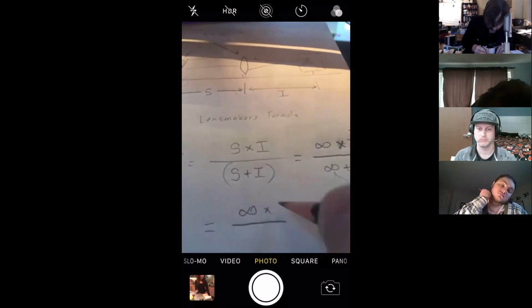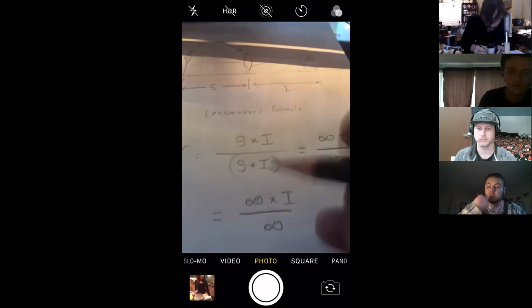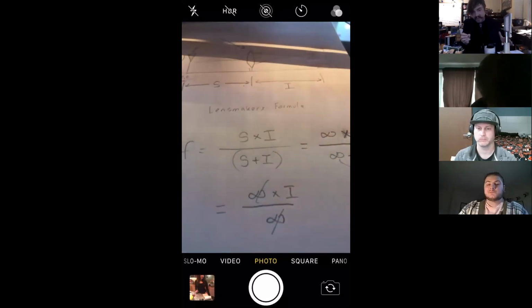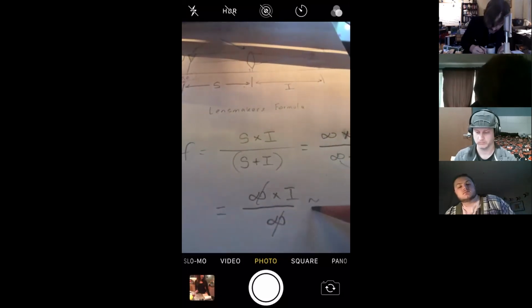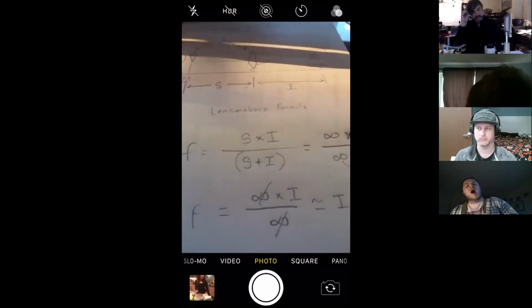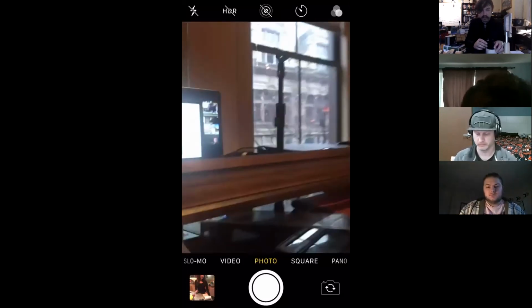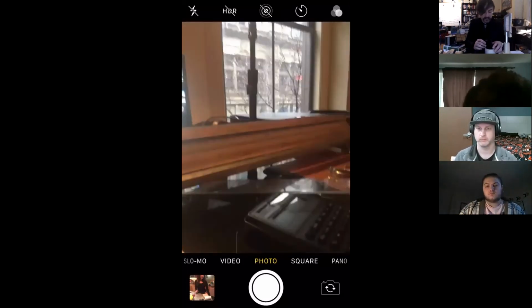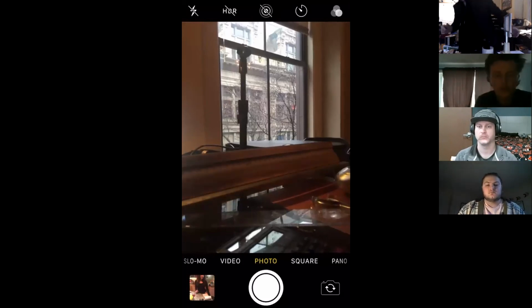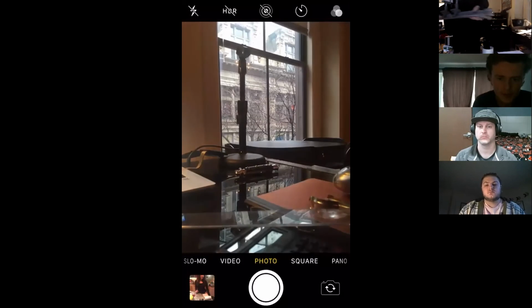But you have to be careful with times. If you have infinity times i over infinity, the infinities cancel out, and you get that the focal length is approximately equal to the image distance. And this actually means something kind of cool here. Watch as I move my rail over to the table. This is a different way of measuring the focal length, and I like to call it the infinity method.